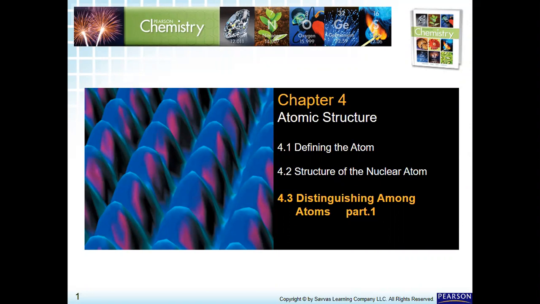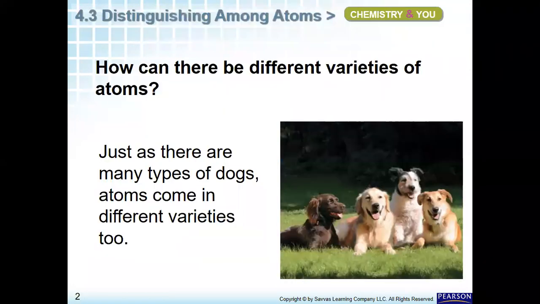And we finished before defining the atoms and the structure of the nuclear atom. And let's start our lesson today. So, how can there be different varieties of atoms? Just as there are many types of dogs, atoms come in different varieties too.